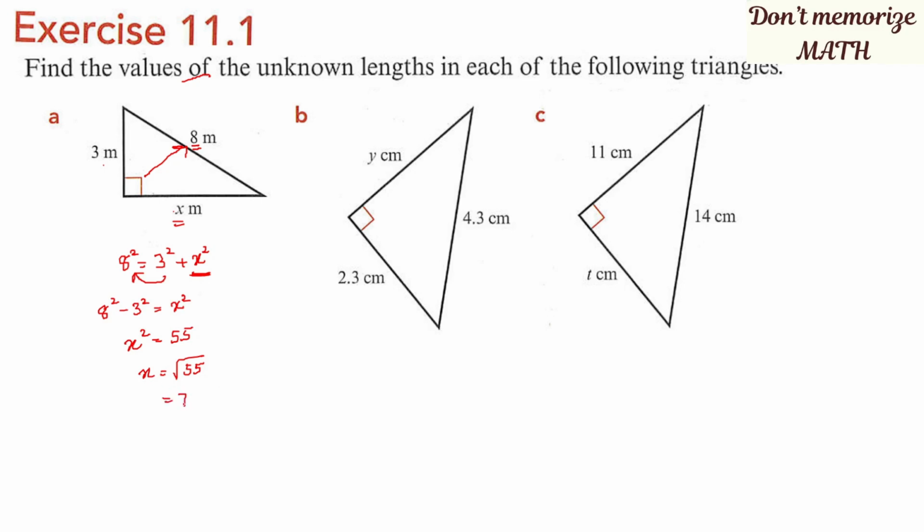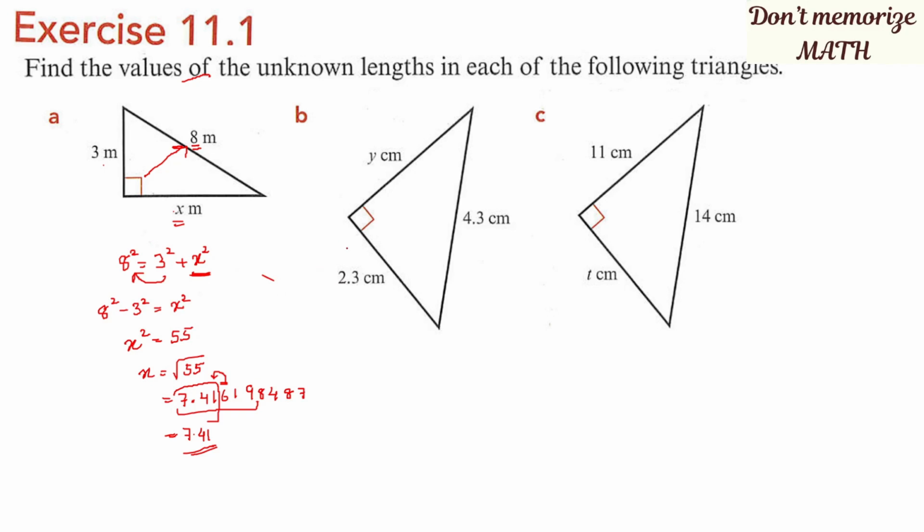I will write the full number: 7.41619848. No need to write the full number. Okay, at least write 5 digits, then convert to 3 significant figures or what is mentioned in the question. So we need only 3 significant figures. Just see the very next number. If it is 5 or more than 5, we need to add 1, so 1 will become 2. So you have to write 7.41. Okay, so x will be 7.41. So this side will become 7.41 meter.